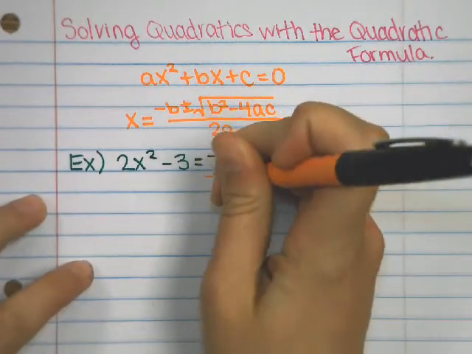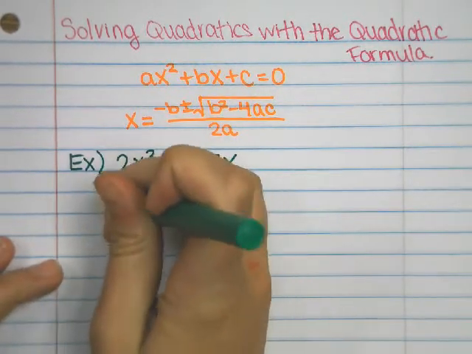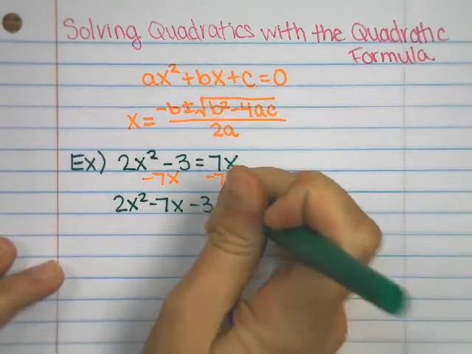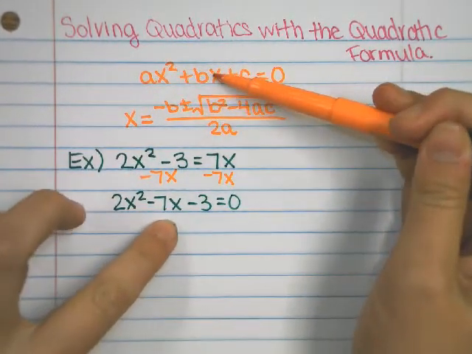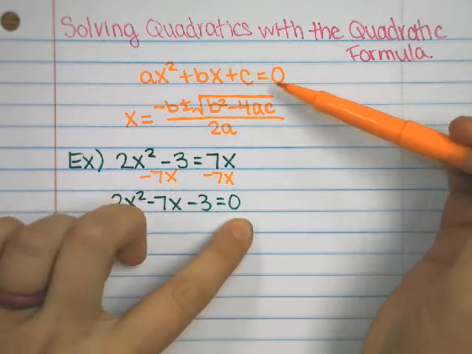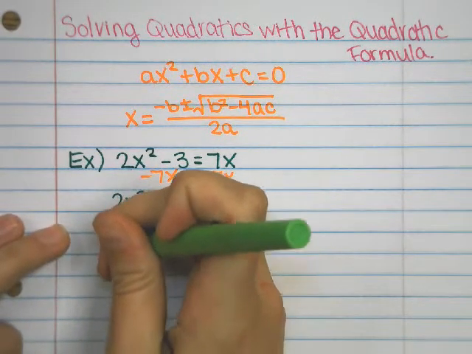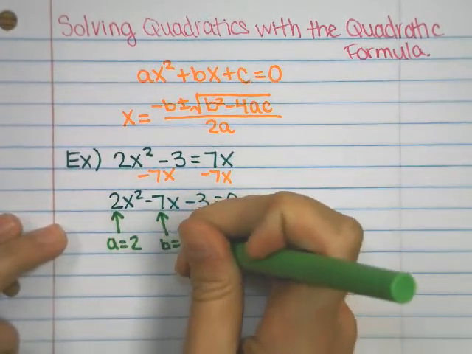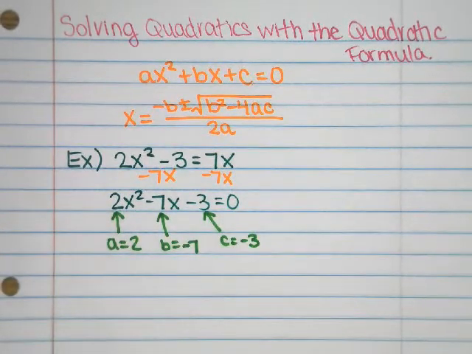So in order to move that over, I'm going to subtract 7x on both sides and rewrite my expression on the left. Notice I put it in a particular order. I start with my squared term, my linear term, my constant, equal to 0. It's in a particular order so that I can very quickly pick out my a, b, and c. Your a value will always be the number that's with the x squared. Your b value is the number with the x, and the c value is the constant number at the end.